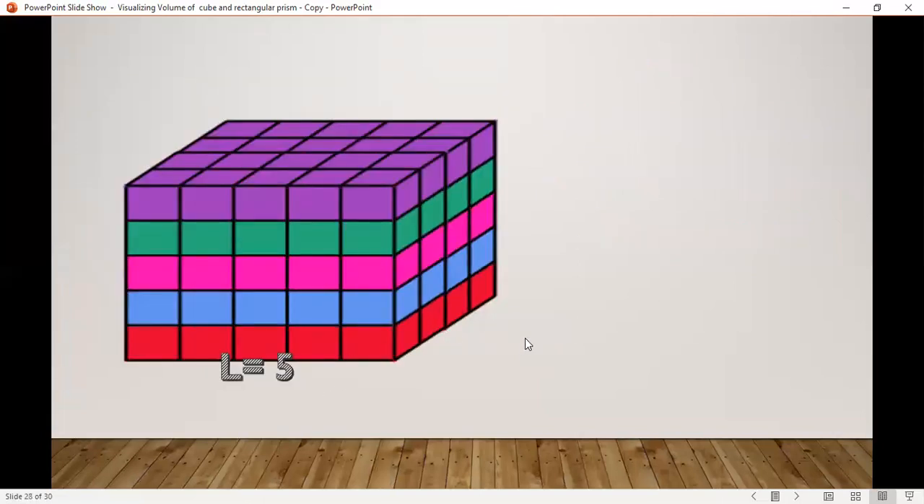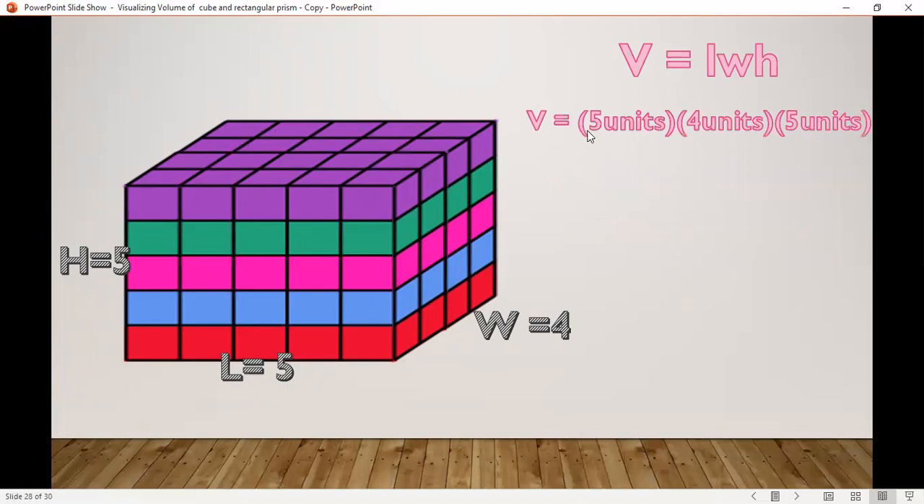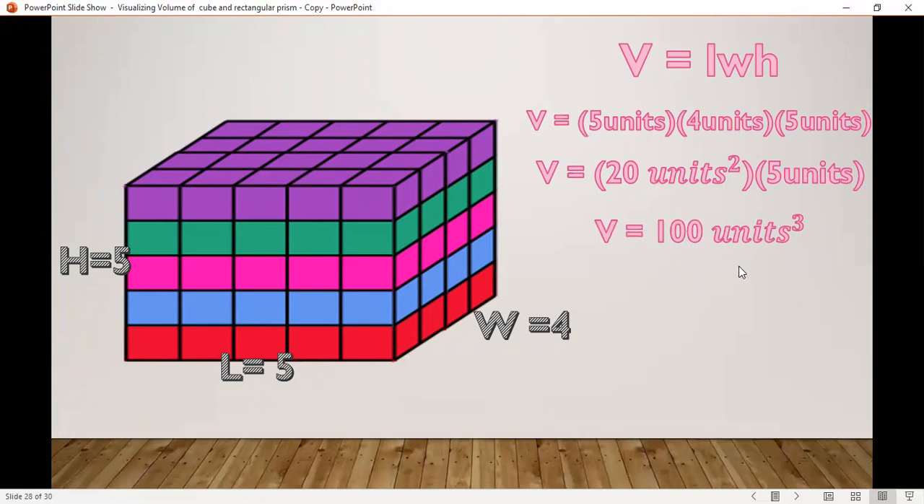Length 5, width 4, height 5. Volume equals length times width times height. Volume equals 5 units times 4 units times 5 units. 5 times 4, 20 units squared times 5 units. 20 times 5, 100 units cubed.